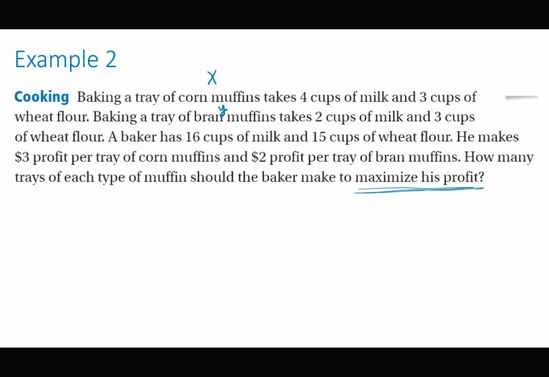So this one is similar to the last one. We're going to create an objective function based on these profits. Once we have that objective function, that's where we're going to test our vertices in, and then we can determine from there.